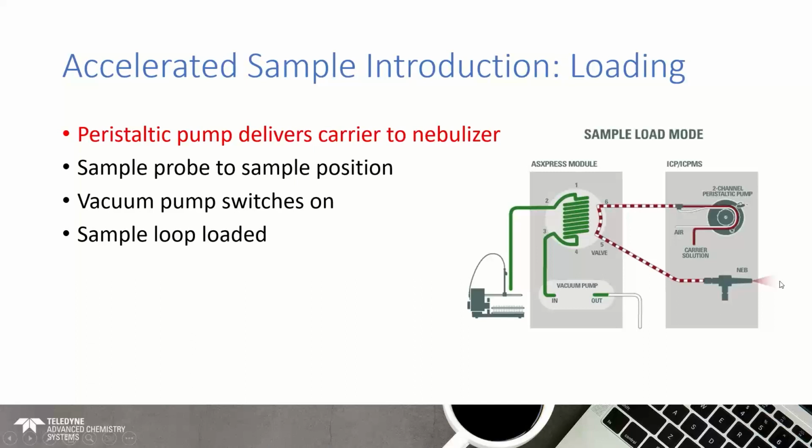So what we do next is our sample probe moves to a sample position on the automation. Again, it could be a standard position or a blank or whatever, but let's say a sample position.